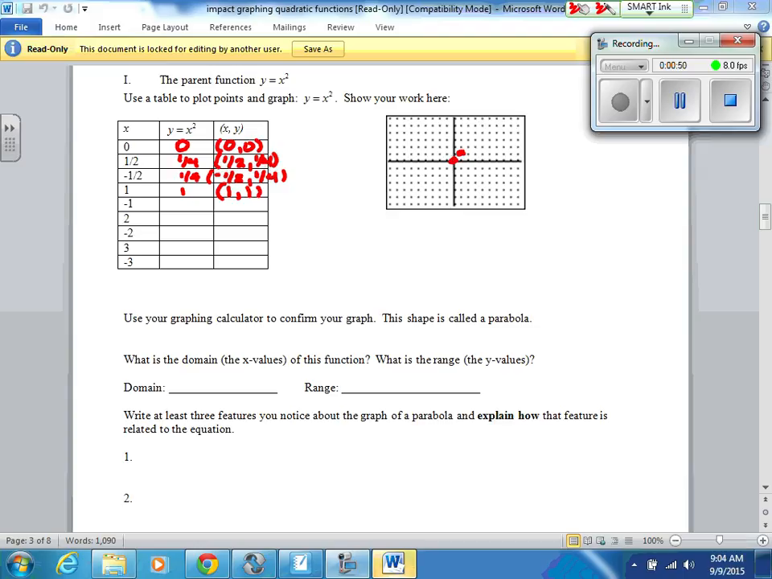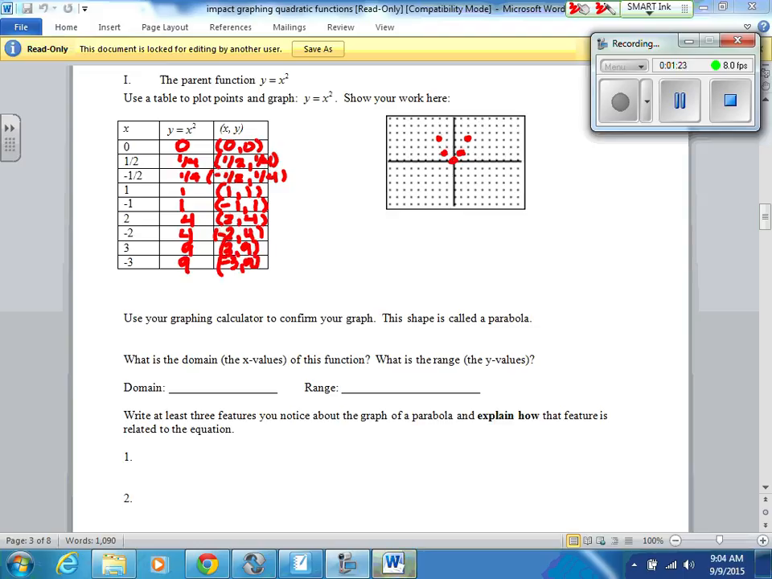How about negative 1? 1, okay. So that's negative 1, 1. It's over here. 2? Over 2, up 4. Great. And negative 2? Still 4. Over 2, up 4. Okay. And 3? Negative 3? 9.